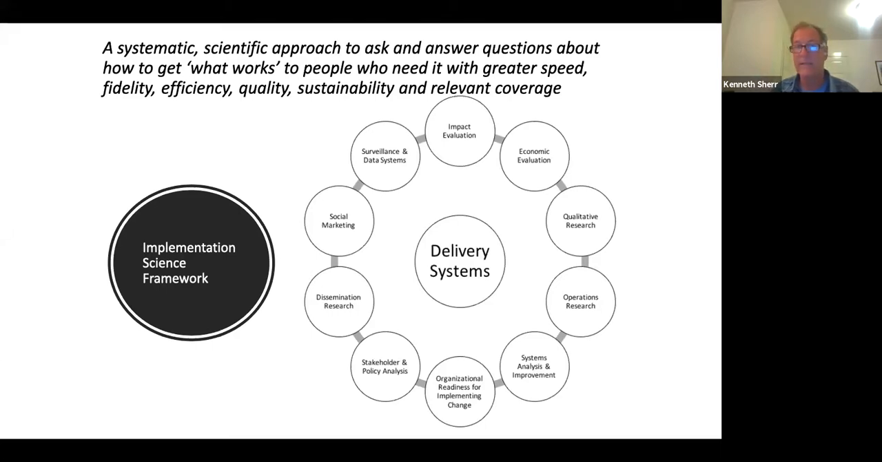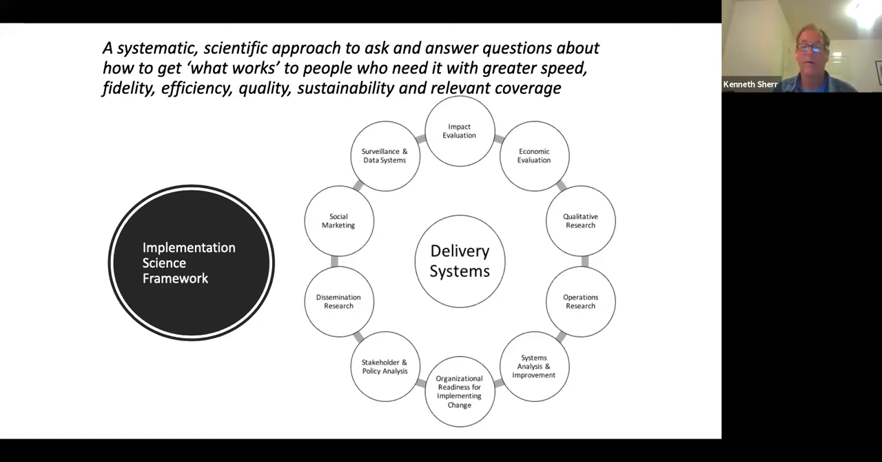So it is a systematic scientific approach. We are looking at this as a research endeavor where we are learning about how best to deliver interventions and lead to improved health outcomes across multiple contexts in a way that is generalizable, so that we can take those learnings and bring them to other delivery systems in other contexts in a way which can be shareable.